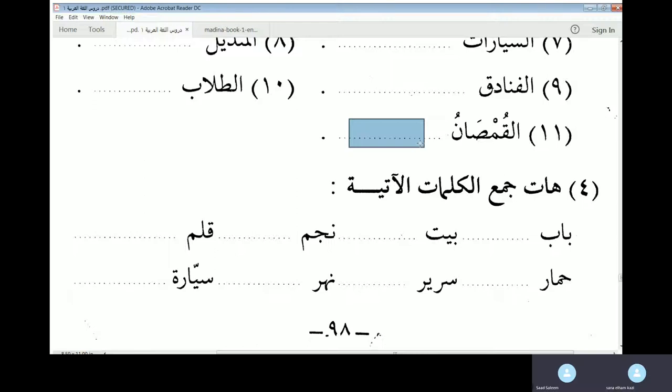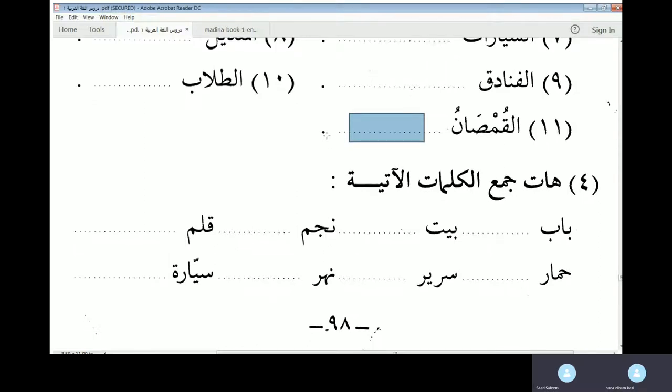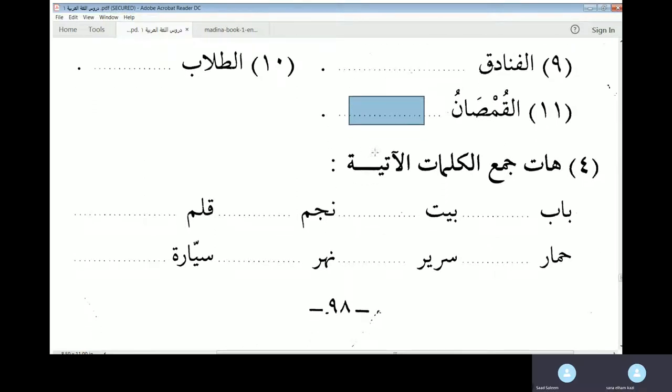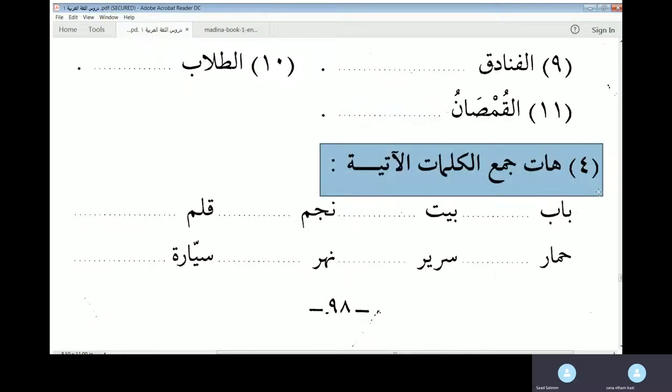Al-khumsanu. Jududun? No, jududun is for intelligent beings. Al-khumsanu jadidatun? Yes, al-khumsanu jadidatun.